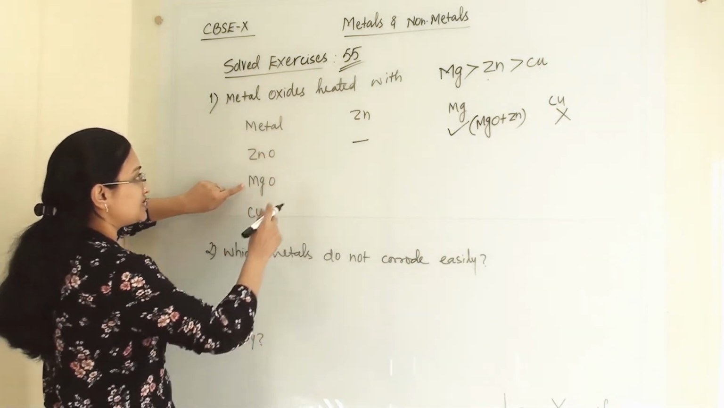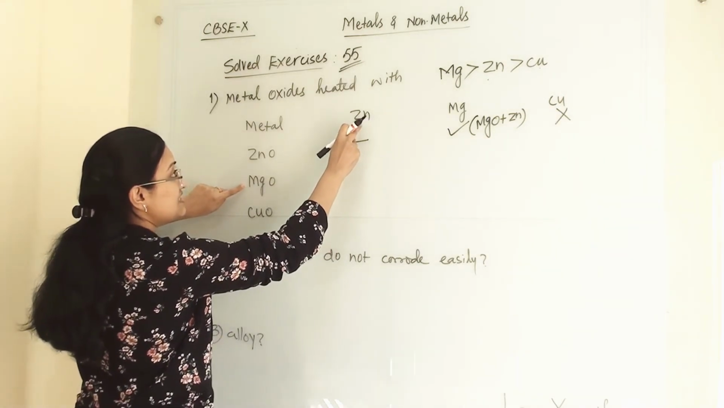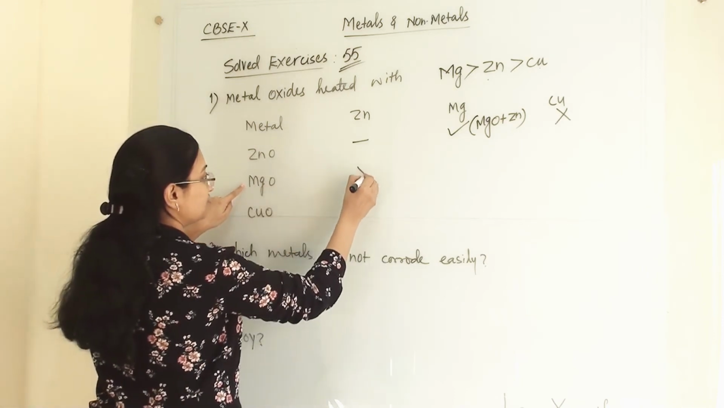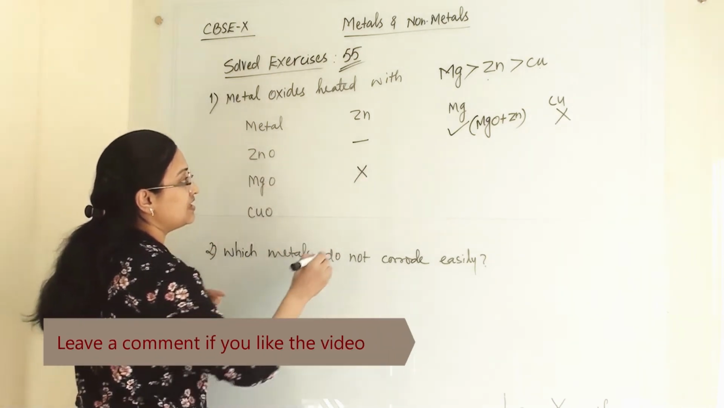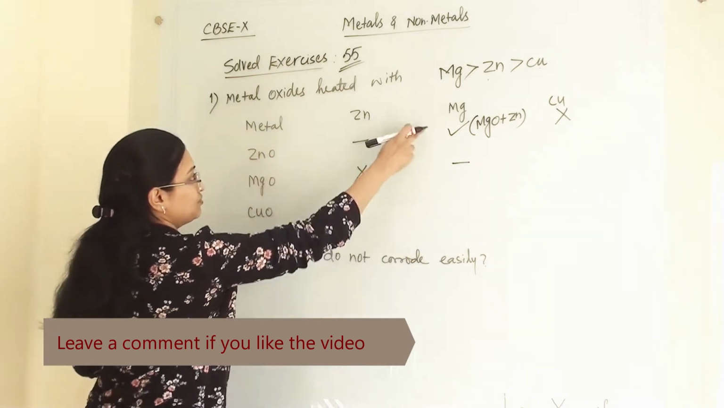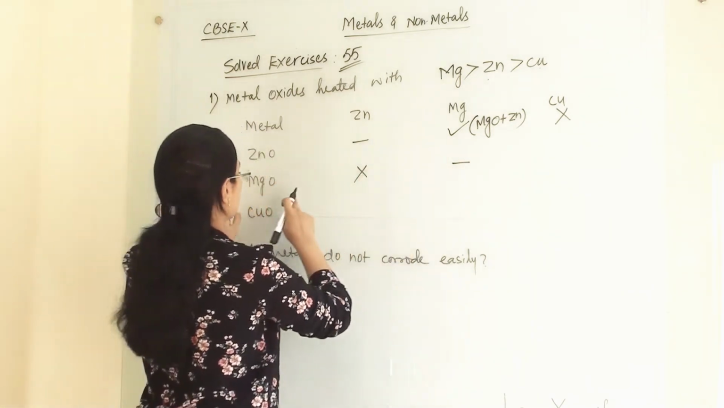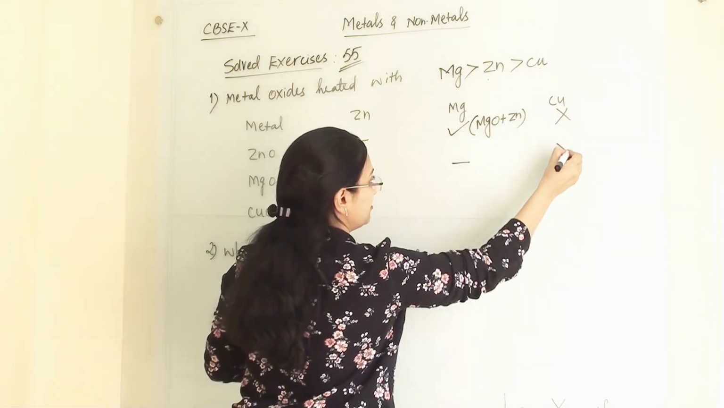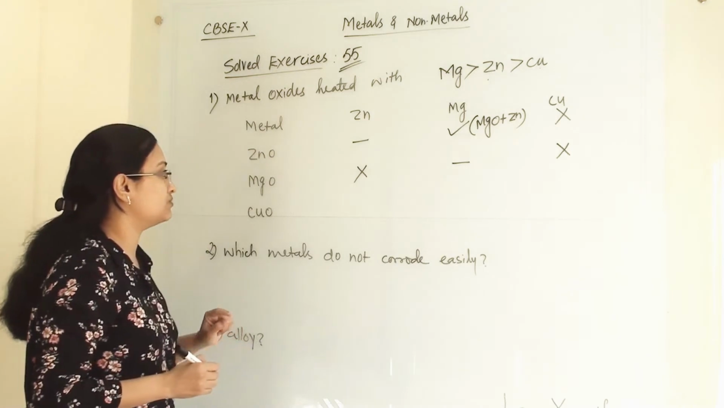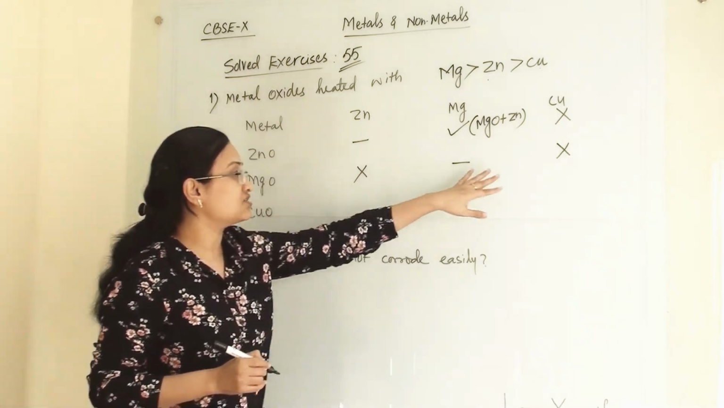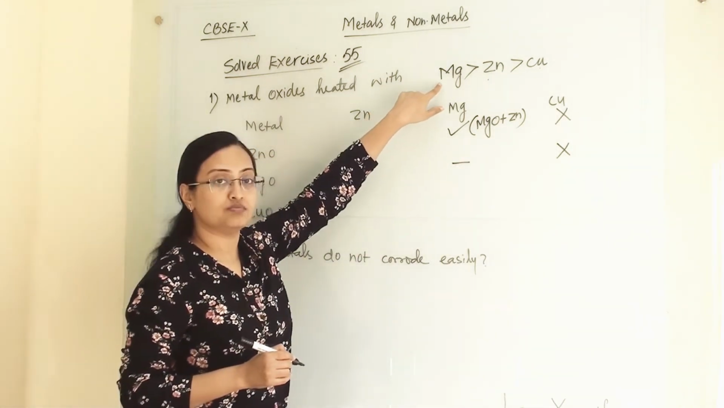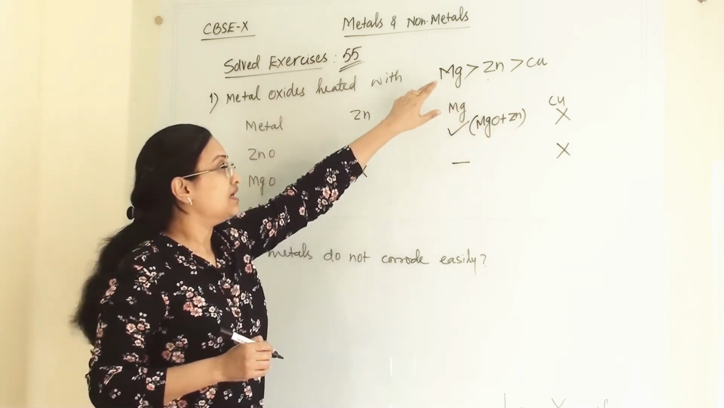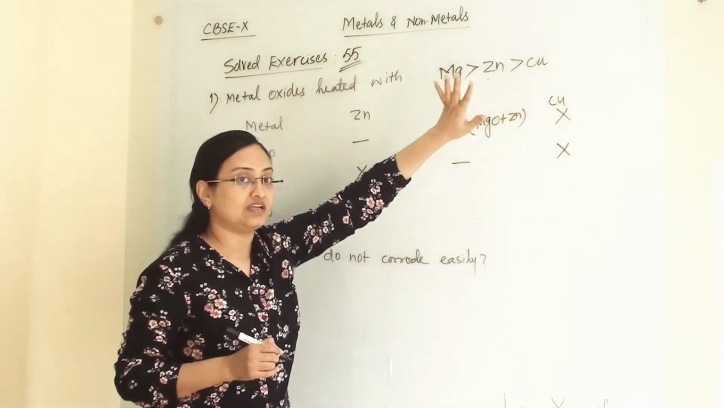Now, when magnesium oxide reacts with zinc, zinc is less reactive compared to magnesium, so zinc cannot displace magnesium and this reaction cannot take place. Magnesium and magnesium are the same, so there is no possibility of reaction. Copper is also less reactive compared to magnesium, so this reaction won't be possible. Why won't any of these reactions be possible? Because magnesium is the most reactive of these three metals, so it cannot be replaced by zinc or copper.